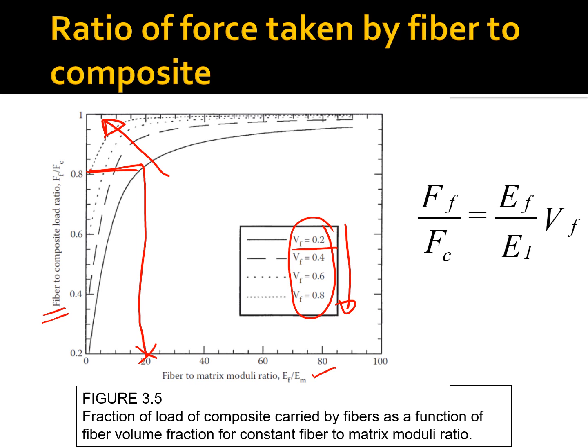So you have to understand both of those things: if the fiber to matrix moduli ratio is high, then more of the load is going to be taken by the fiber. If the volume fraction of the fibers is high, then more of that load is going to be taken by the fibers itself. And the formula which we just derived is right here. Let's go and take an example.